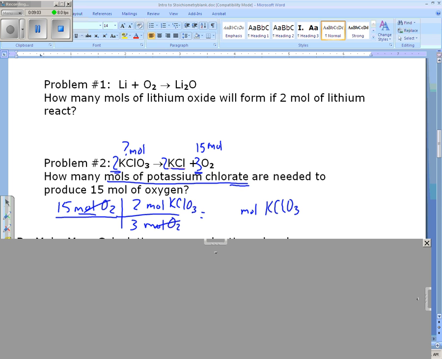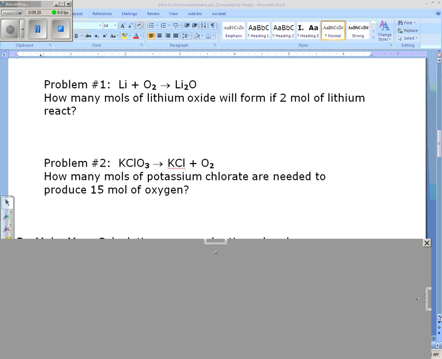And when I do everything on top multiplied together, divided by everything on the bottom multiplied together, I get 10. That only has 1 sig fig, and I need 2, therefore my 15. So to do that, I just need a decimal point there. That gives me 2 sig figs.